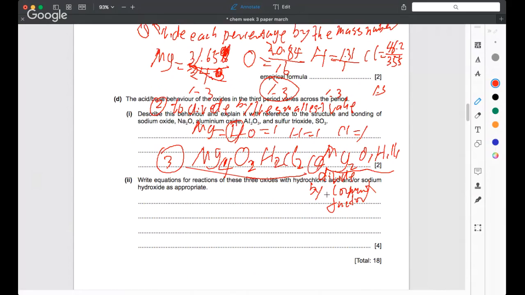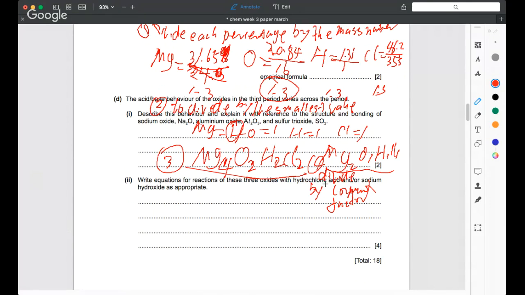Okay, so sodium oxide is an ionic compound, thus it's basic. Aluminium oxide is amphoteric because it's not 100% ionic or 100% covalent. And sulfur trioxide is an acid because it has covalent bonding. So it's ionic for sodium oxide, covalent for sulfur trioxide, and aluminium oxide is in between.